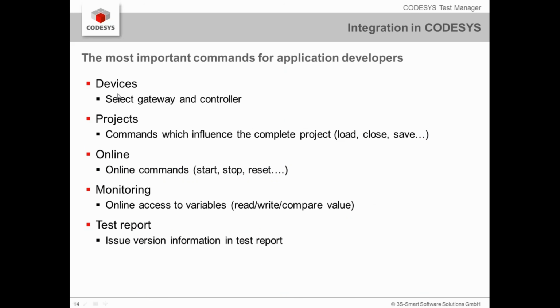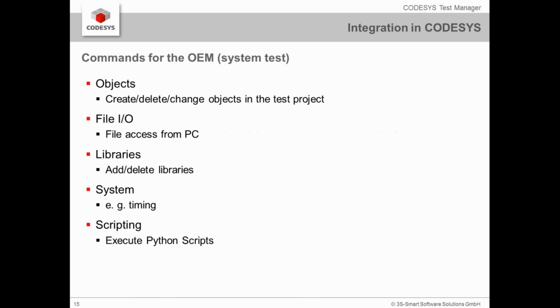Okay, just a repetition of the most important commands for application developers. You can access devices by selecting a gateway, a controller, selecting the IP address. You can open projects, close them, save them. You can have online commands: start, stop, reset. What we have seen are the monitoring commands: read, write, compare value. You can even add further information to the test report by certain commands, for example, the version of the application, the version of the CODESYS Development System, and other things that are generated by that system.